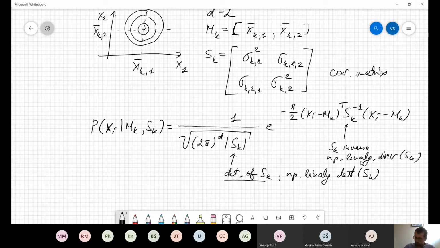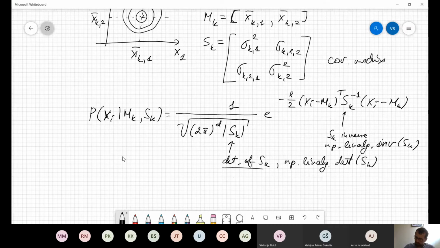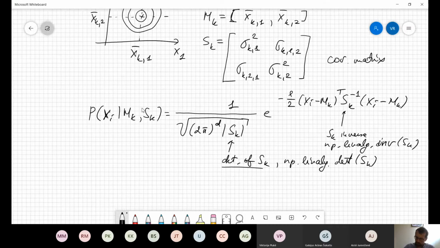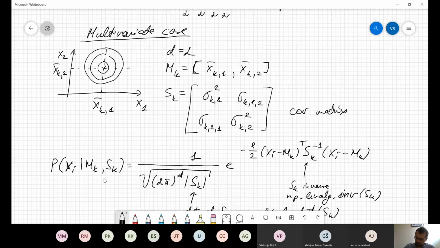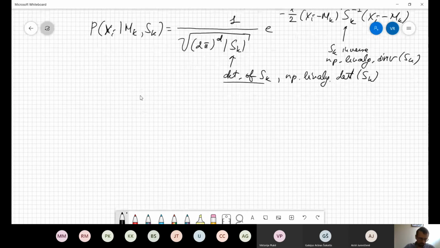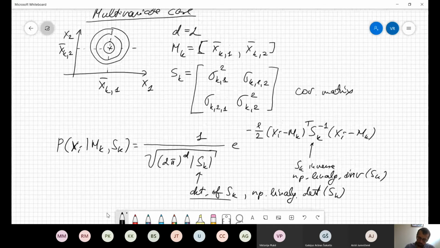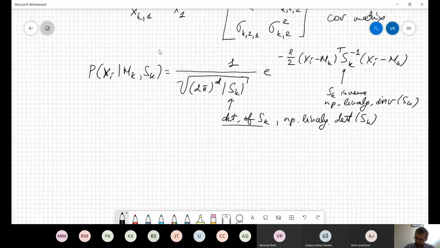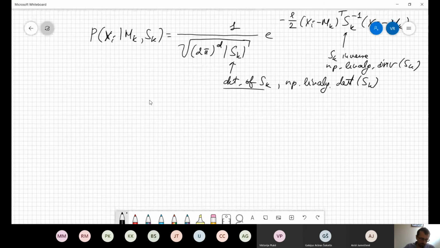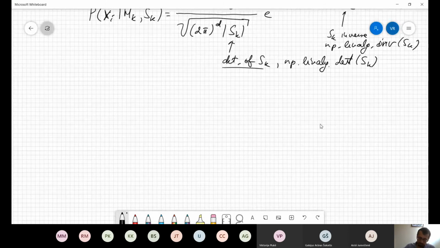So this is quite a complicated formula. We will not go through it, but this is how you calculate the probability of observing xi given this distribution with these parameters. Any point in this 2D space is expressed by how probable it is that it belongs to this specific probability distribution.